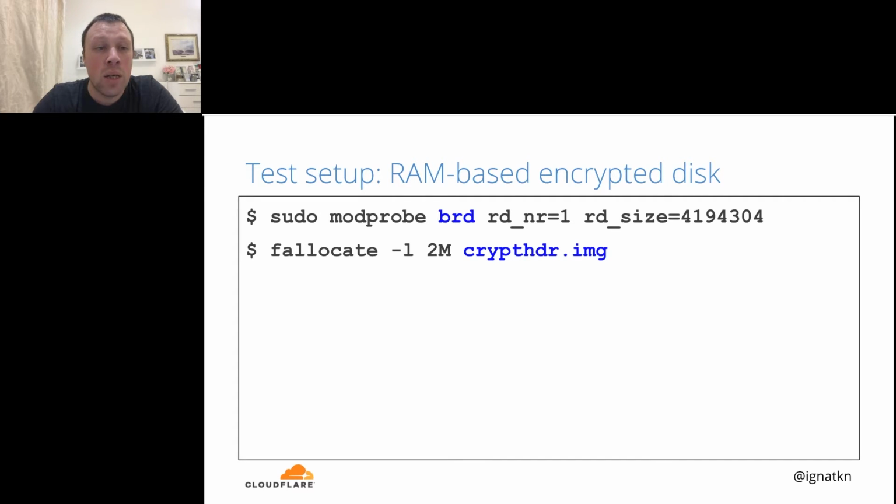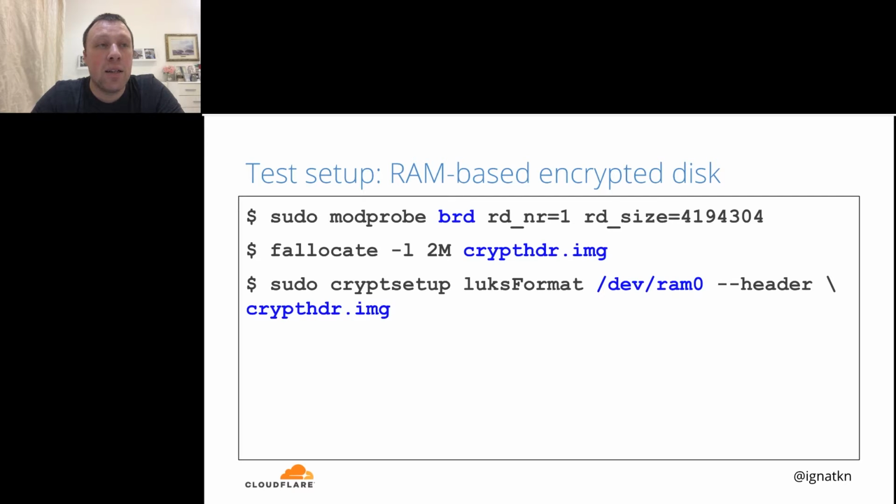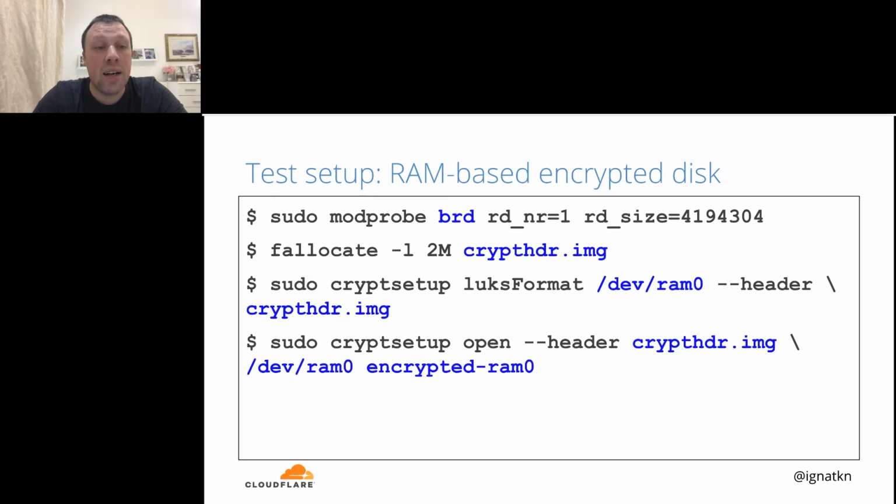We will use that file to set up a dm-crypt instance on top of our RAM disk, but we will use it as a detached header. I will explain why in a second. So this sets up a dm-crypt instance on top of our newly created RAM disk. And finally, we just unlock it, so we get a new dm-crypt instance on top of our RAM disk.